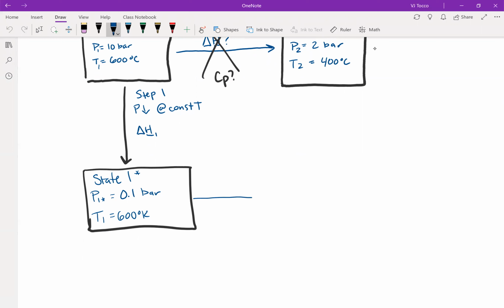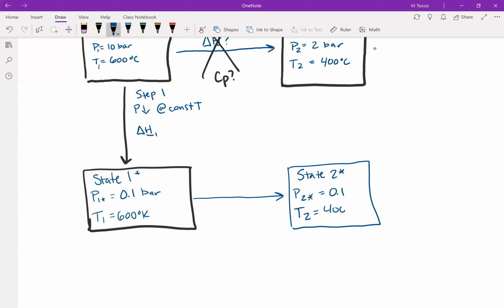Now that I have a low pressure, I can now change my temperature. So I could say this is now going to be state 2 star. And at state 2 star, my pressure is going to remain the same. And if my pressure remains the same, then I can use Cp star. But my temperature now is going to decrease to my 400 K. Shouldn't be 400 degrees K, by the way. It should just be 400 K, or 600 K. This is step 2, and this is decreasing temperature at constant P.